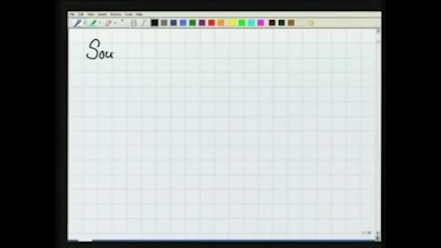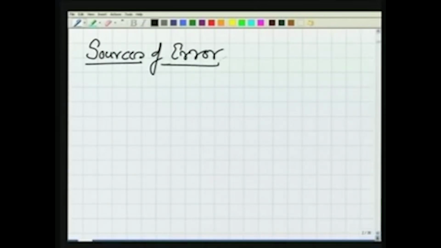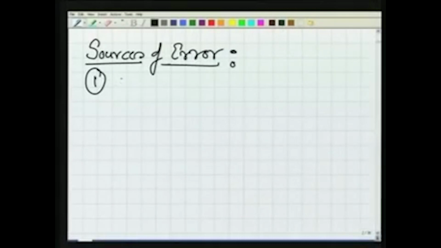What are the sources? The sources of error. Sources of error in measurement. Well, let us start talking about them. Number one, are there any natural sources? Just think about that. Let's think about this scale only.